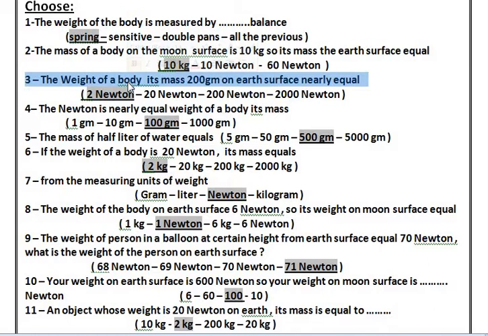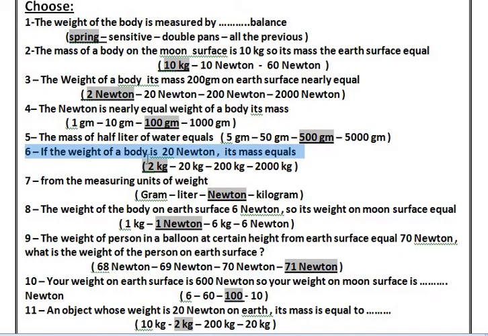The weight of a body whose mass is 200 gram is nearly equal to 2 Newton, because 100 gram equals 1 Newton, 200 gram equals 2 Newton, 300 gram equals 3 Newton. Here, the Newton is nearly equal to the weight of a body whose mass is 100 gram. Number 5, the mass of half a liter of water equals 500 gram, because the liter equals 1000 gram. So half a liter equals 500 gram.